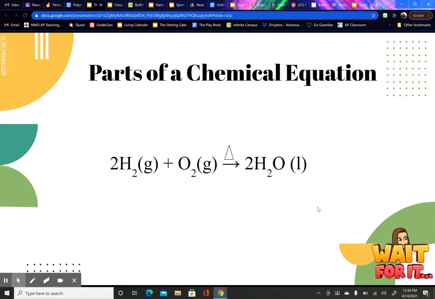Now we're going to label all the parts of it. So I'm going to do this kind of quickly. You're just going to walk through it with me. So first of all, the one thing that I'm going to point out is the left side of the equation is separated from the right side of the equation by this arrow.